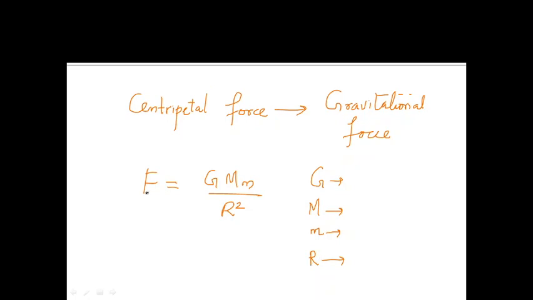So we know the centripetal force. The equation for the centripetal force is given by Fc equal to m v squared by r, which is equal to m omega squared r. We know omega is equal to v by r. Since the centripetal force is provided by the gravitational force, I can write centripetal force is equal to Fg.